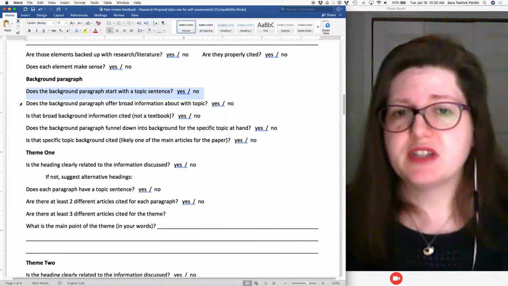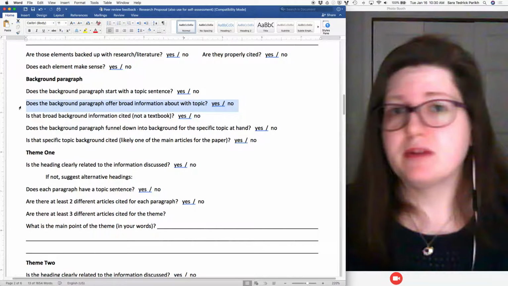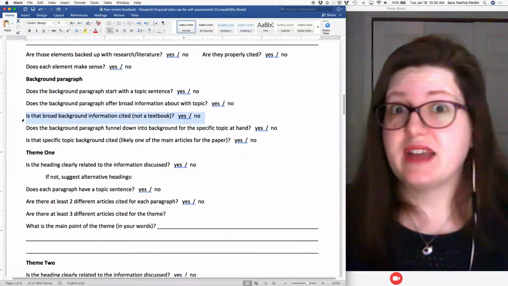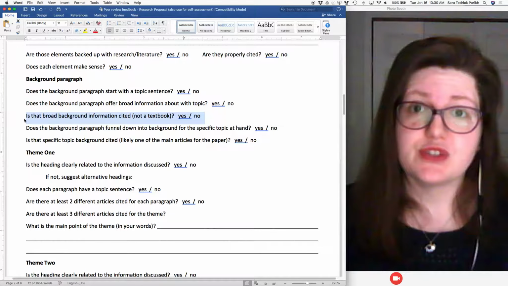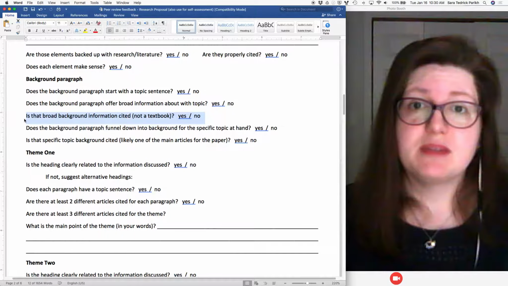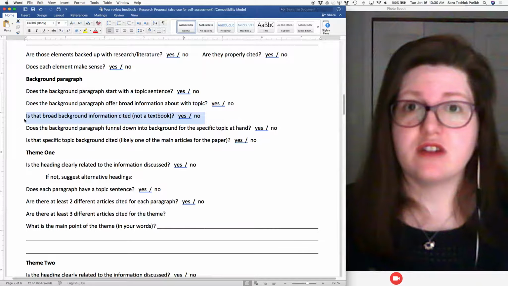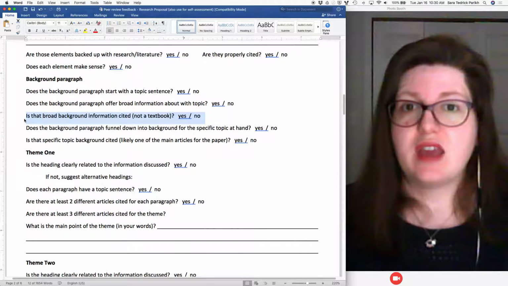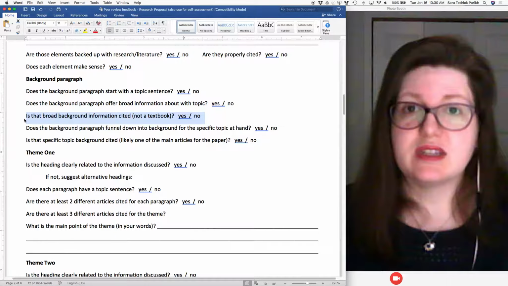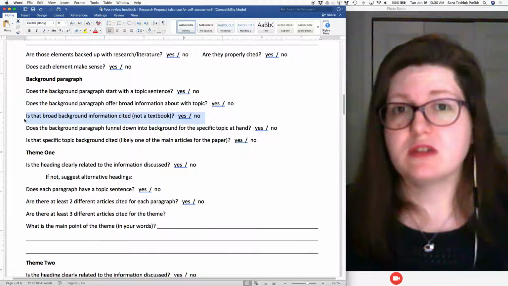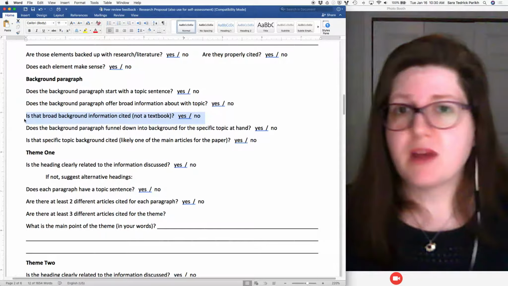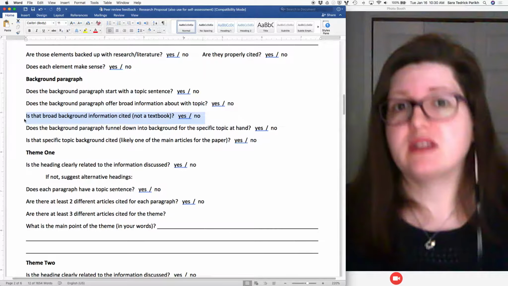Background paragraph, does it start with a topic sentence? Does it offer broad information? Is that cited and not from a textbook? We've talked a lot about how textbooks are secondary sources. It's where someone has used all these articles and books to put together a review that's meant to be really accessible to students. But for this, I don't want you to use textbooks. I want you to use primary sources. So articles and books that are written to be used by professionals in the field, because when you're writing in psychology, you are writing as a professional in the field.